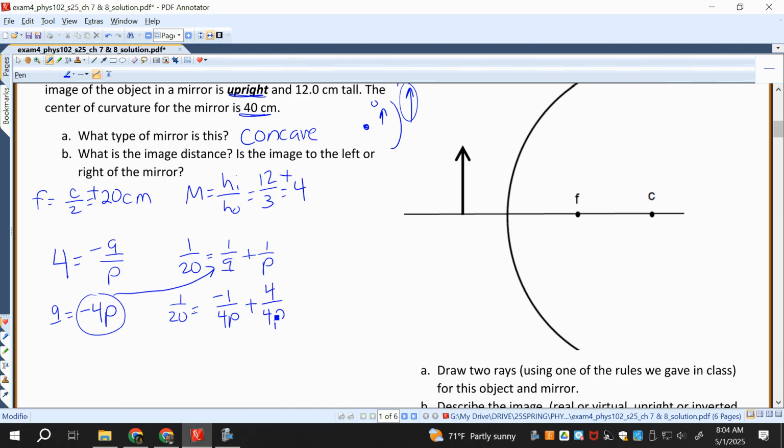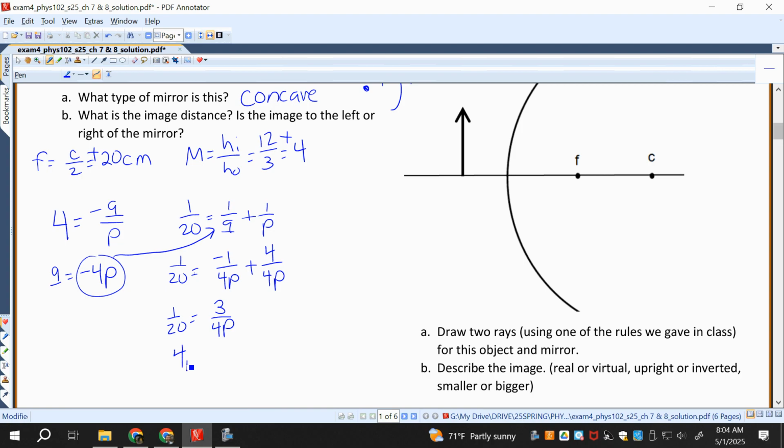That's going to be 4 over 4P. So 1 over 20 is equal to 3 over 4P. That means 4P is equal to 60. I cross multiply. So P is 60 divided by 4, which is 15 centimeters. So that's my object distance.